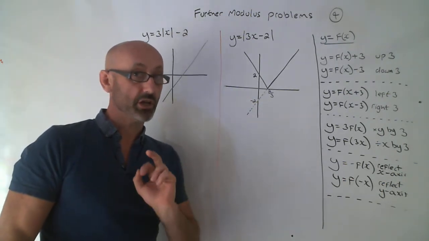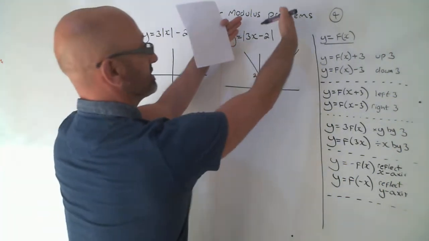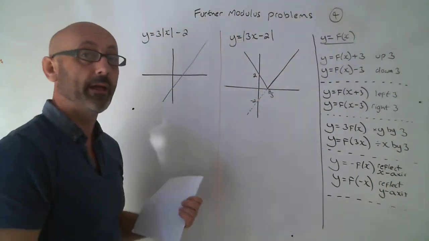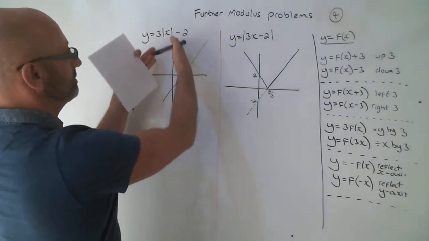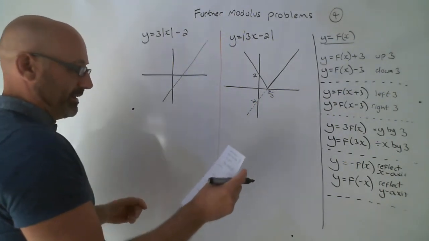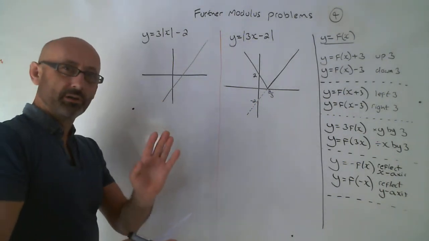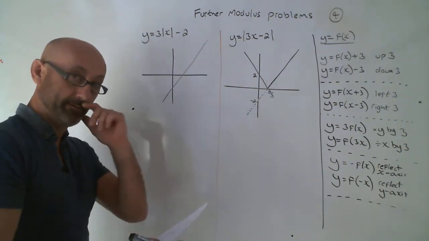Okay. So there are 2 things you need to know. You need to know when the modulus is around the whole of it, and then you need to know what happens when the modulus is just around the x. Okay. And perhaps you can think about what you think might happen before we actually do it and I explain it.